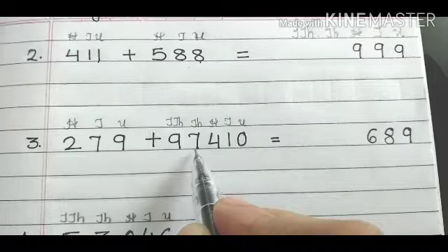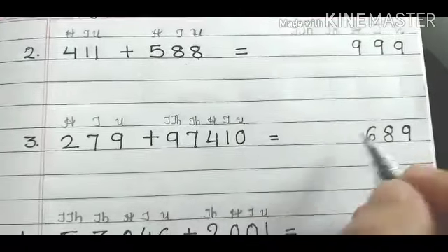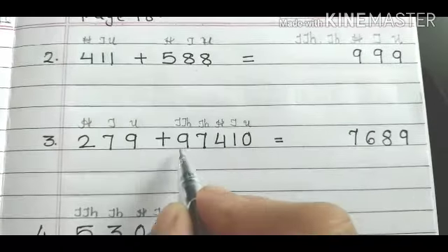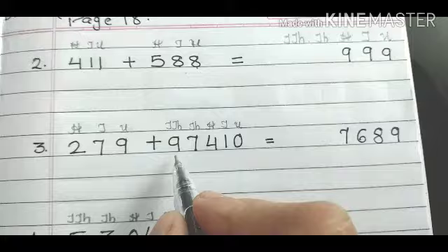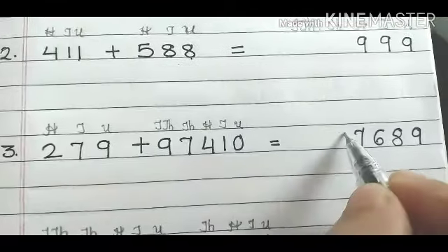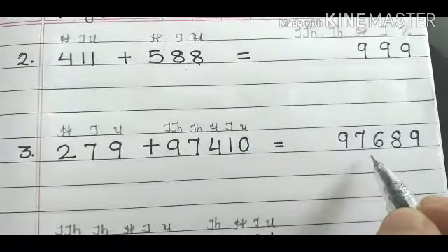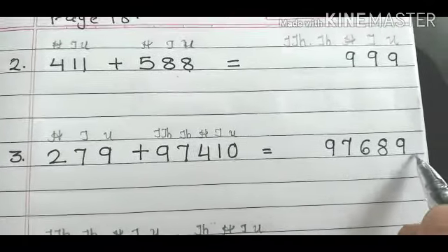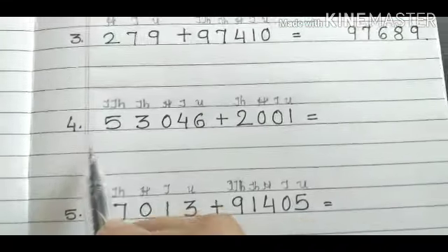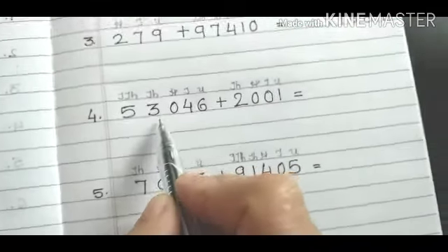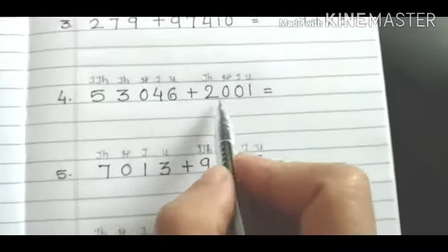In thousands place only 7 is there. So write down 7 in thousands place, and in 10,000s also 9 is there only. So write down 9 in 10,000s place. So our answer is 97,689. Now fourth example is 53,046 plus 2,001.